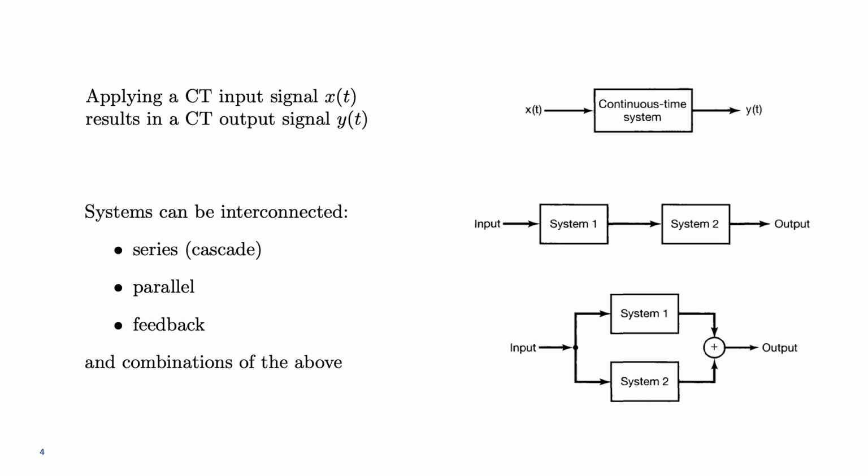As you can see in the middle picture, there's a series interconnection where a certain input goes into system 1 and the output of system 1 is fed into system 2 as an input. And system 2 in turn produces an output. For a parallel interconnection, which is the bottom right figure, we have an input which is common to both system 1 and system 2. And then the two outputs of these two systems are added up and they produce an output.